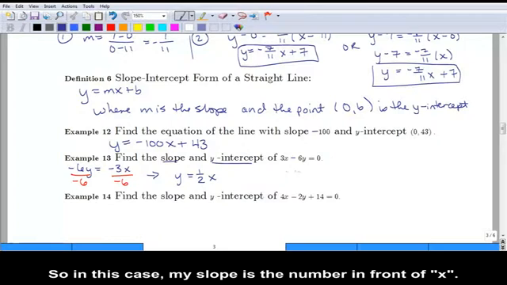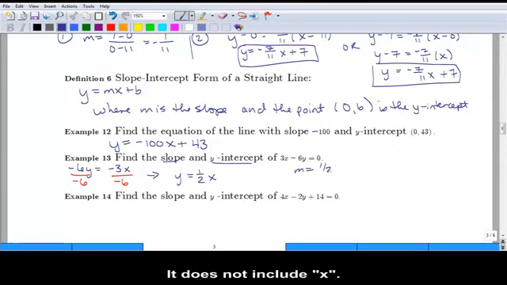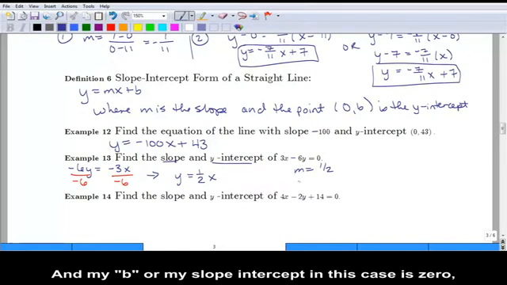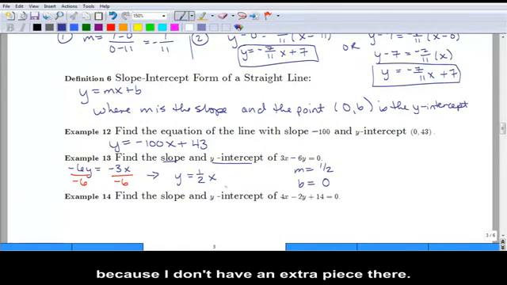So in this case, my slope is the number in front of x. It does not include x. That's a variable. And my b, or my y-intercept in this case, is 0 because I don't have an extra piece there.